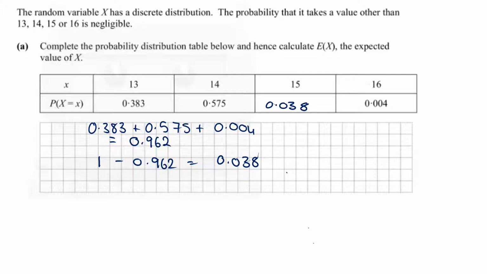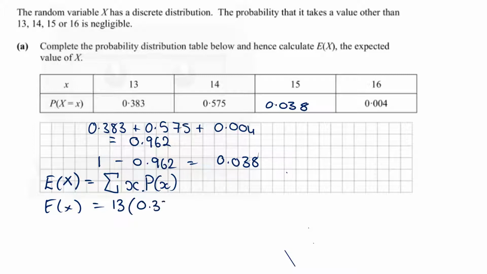So the second thing it said was complete the distribution table below and hence calculate E(X), the expected value of X. How we do the expected value, if you remember, it's kind of like a version of the average. The formula is in the log tables, and it's X times the probability of X, and it's the sum of all of those. So for us, what that means is I'm going to take my first X value, which is 13, and the probability of it happening is 0.383. And this E-looking letter here, that's our summation. So we have to add these together.